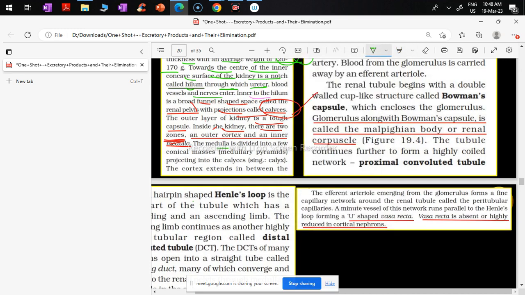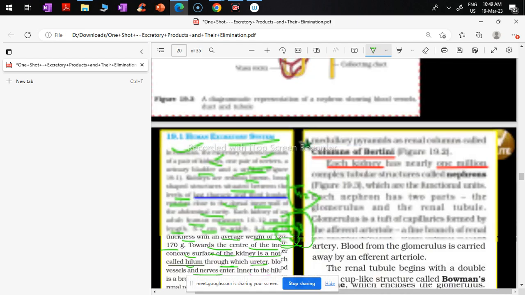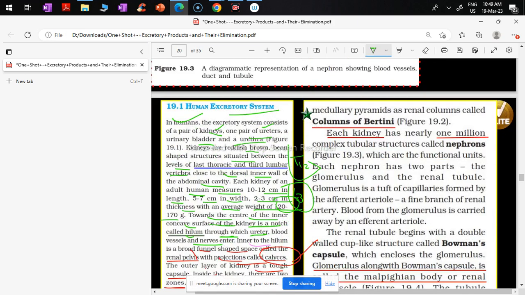So the medulla is divided into a few conical masses, as I told you already, which are the medullary pyramids, and they are projecting into the calyces. Calyces is a plural term, and calyx is a singular term. The cortex extends in between the medullary pyramids as the renal columns, as I told you.